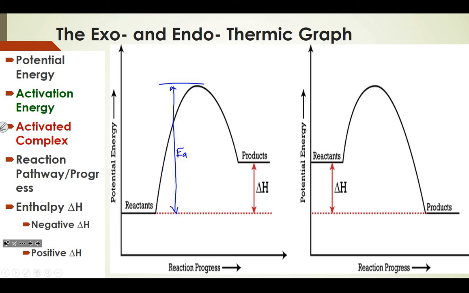The difference between my products and my reactants is known as delta H. That's my change in enthalpy, or my change in heat. And it tells me how much I'm either going to gain or lose. If my reactants are lower than my products, I've had to put energy in, and I end up higher, so I've had to put heat in, and it stays in. So that is an endothermic. This graph right here is endothermic. This graph right here, where the products are lower than the reactants, this one is exothermic.